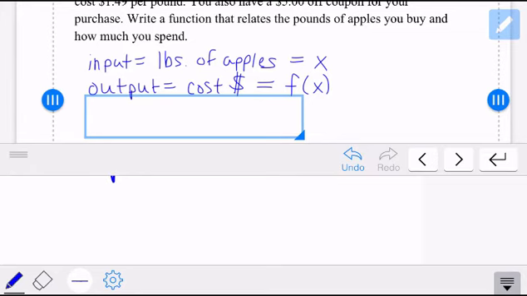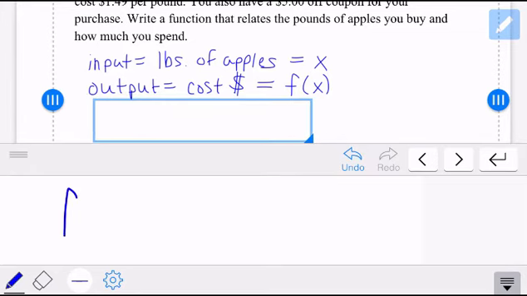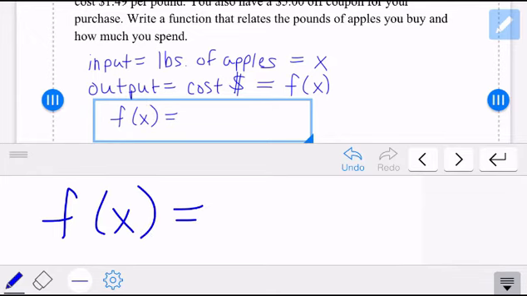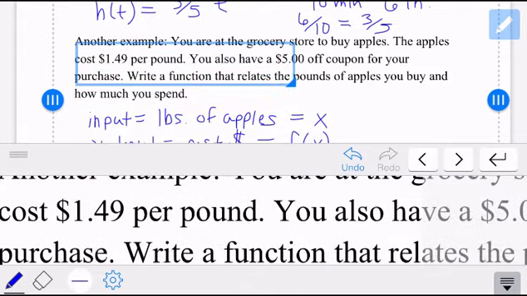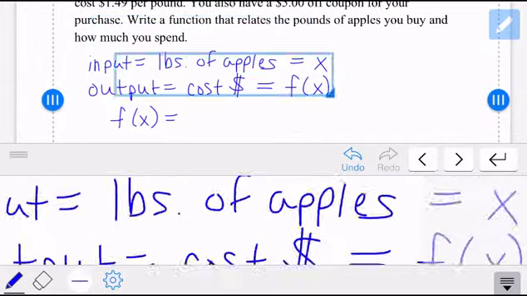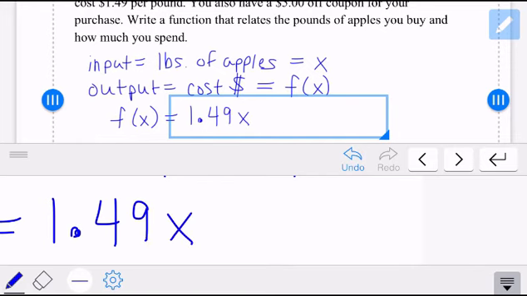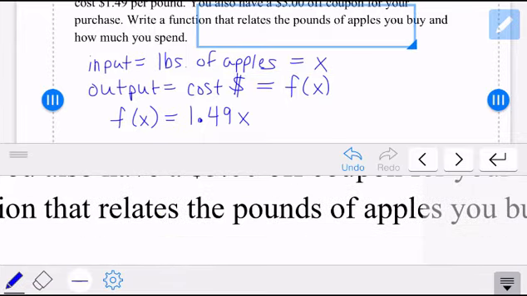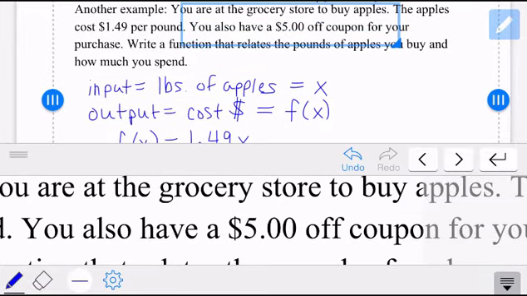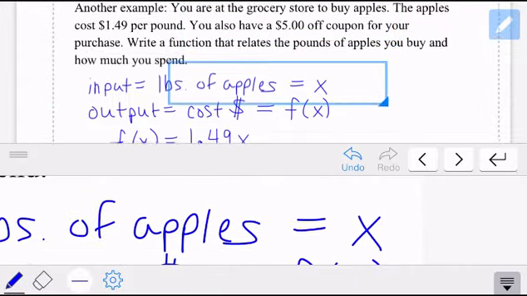But then we need to figure out, okay, what would I actually do for that function? What would my f of x look like? Well, we've got this $1.49 per pound. So what would you do with the x and the 1.49 if x is the number of pounds? Again, we should multiply those. If it's per pound, we want to multiply. So $1.49 times x. And then what should we do with that $5 coupon? That's going to take off of our cost, right? So we should subtract that $5.